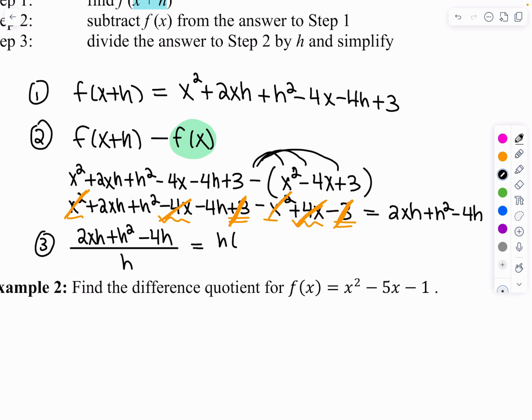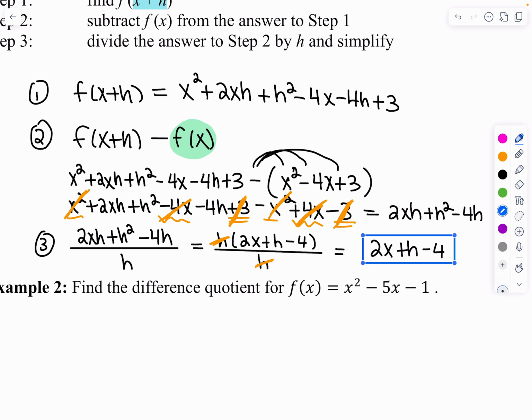If I factor out an h, I get 2x plus h minus 4, right? So it's the same thing as I just had, except I factored out a GCF of h. And the benefit of that is that now it can cancel with the h in the bottom. They're like factors. So my final answer here is 2x plus h minus 4. So that would be evaluating this function using the difference quotient.